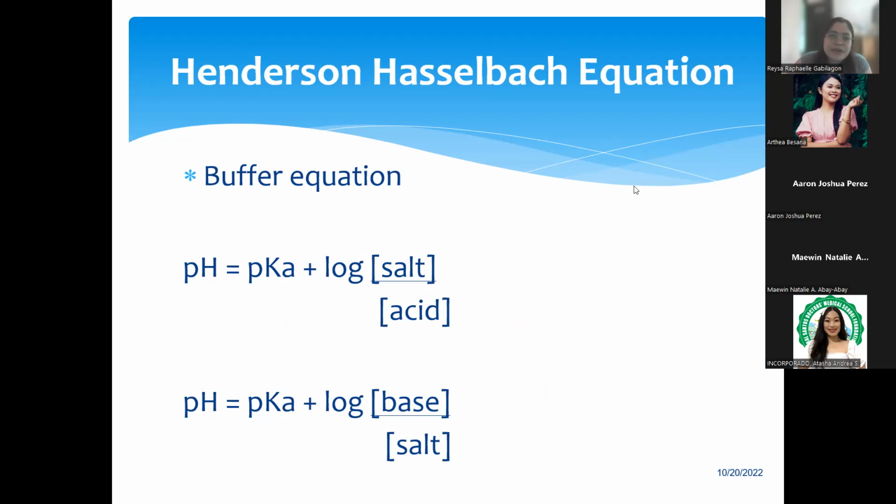computation, class. So meron tayong tinatawag na Henderson-Hasselbalch equation. This is actually our buffer equation para ma-check natin yung pH ng ating buffer solution, class. Now we have two kasi 'di ba depende sa buffer na gagamitin. Pag acid yung buffer, class, use this formula to compute for the pH of that buffer solution. pH is equal to pKa plus logarithm of the concentration of the salt divided by concentration of the acid.